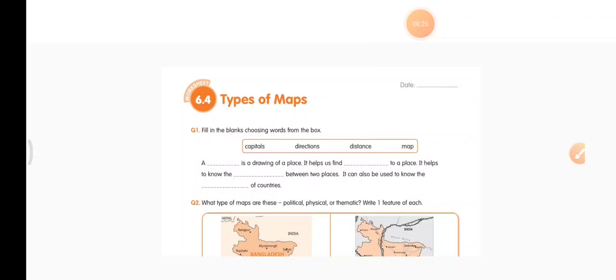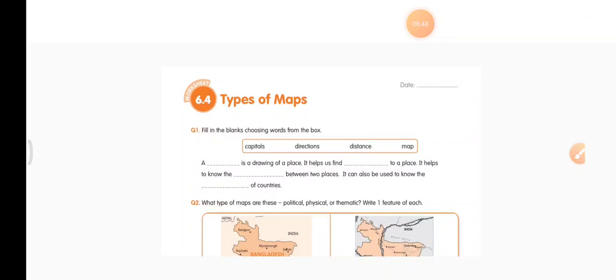A dash is a drawing of a place. It helps us to find dash to a place. It helps us to know dash between two places. It can also be used to know the dash of countries. So a dash is a drawing of a place, that is map. In the first blank you write map.